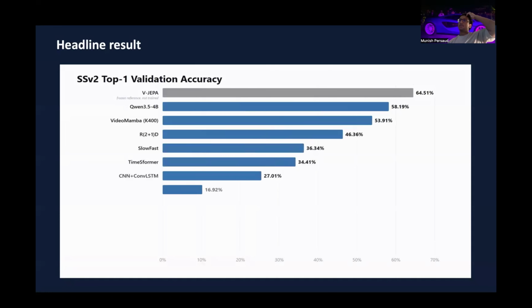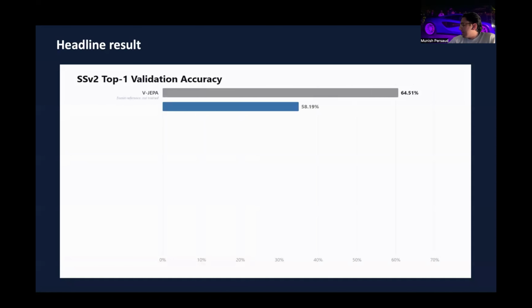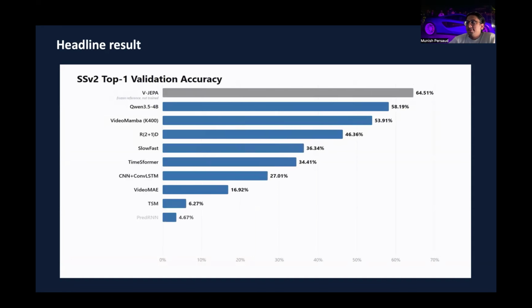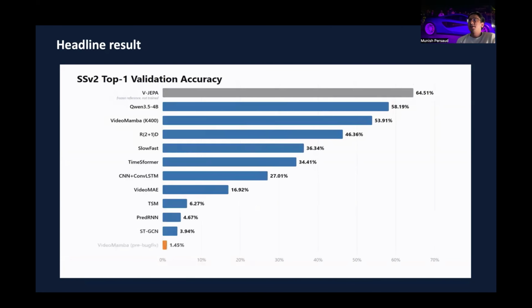So this is the headline result. This is basically every model we trained, sorted by the top-one accuracy on the validation set. V-JEPA is at the top, with 64% as a reference. We didn't train it, we just loaded the frozen weights. Qwen is next at 58.19%, which was a surprise.